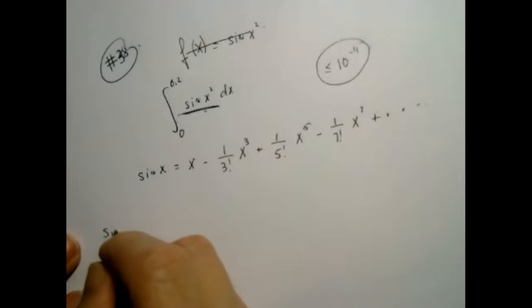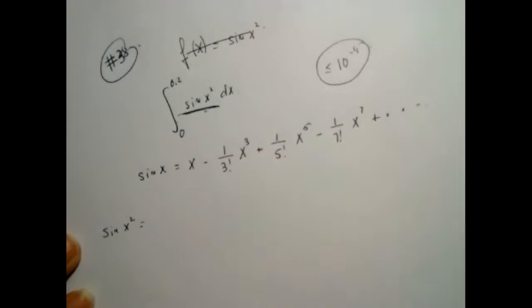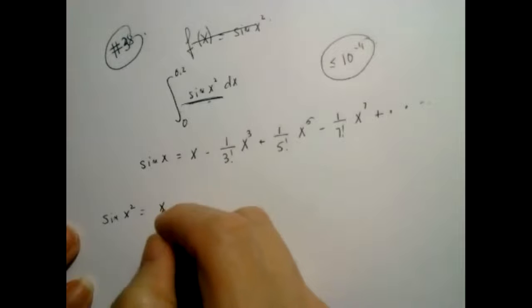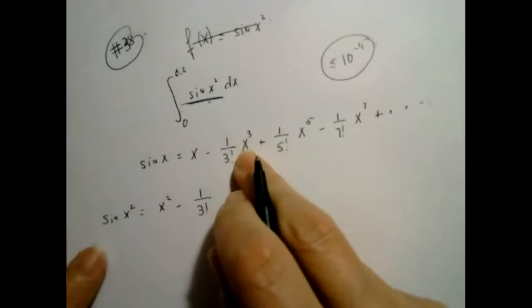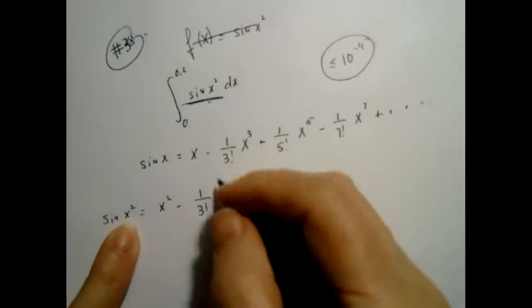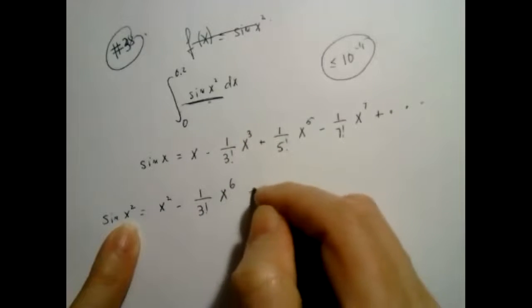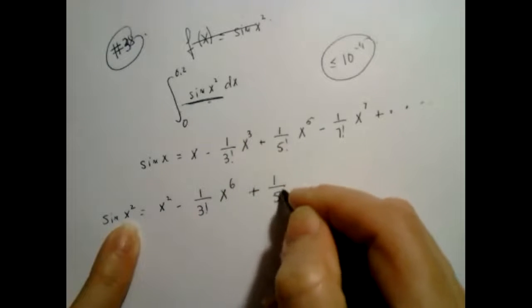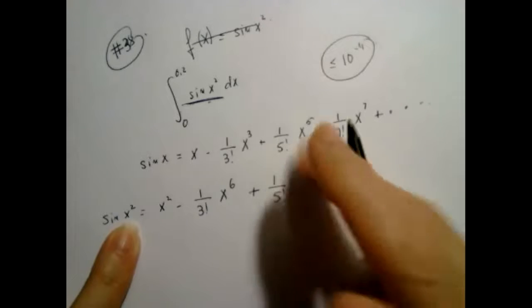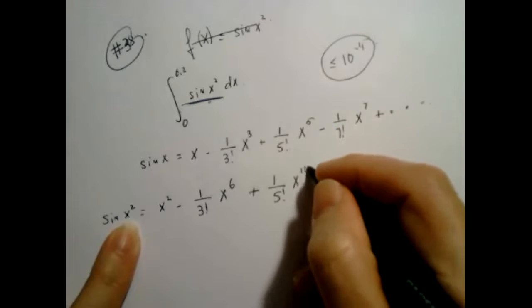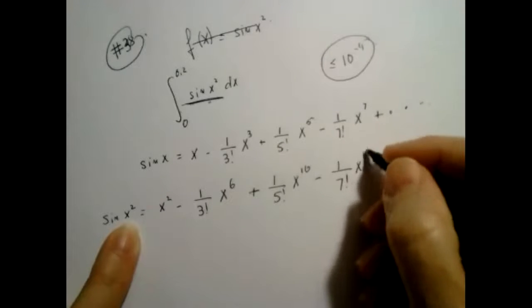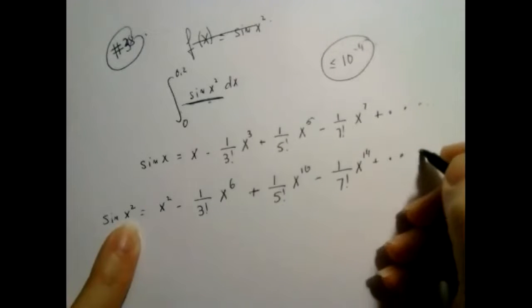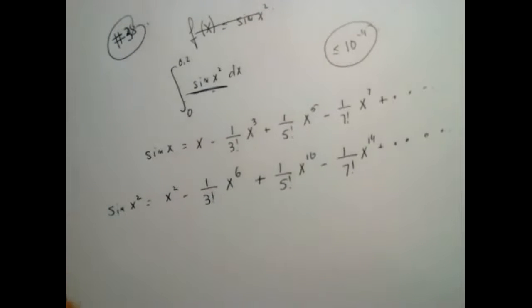Sine x squared now means I plug in x squared for x, which gives me x squared. If I put in x squared for x and I cube it, I'm going to get x to the 6 plus. I put x squared for x and then I will have x to the 10. I put x squared for x plus etc. Okay. So now the integral.